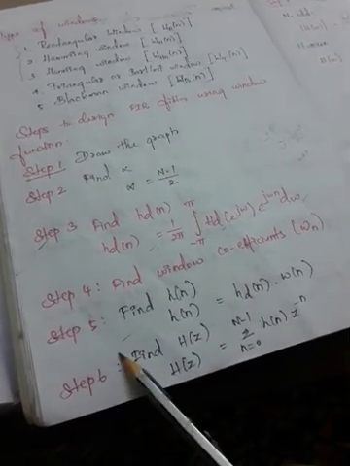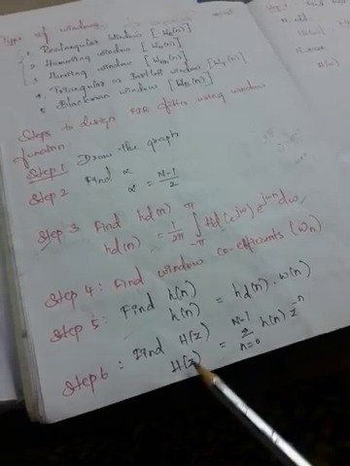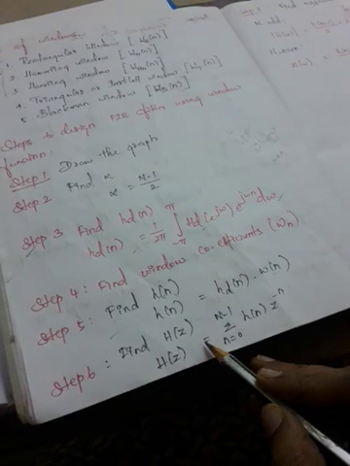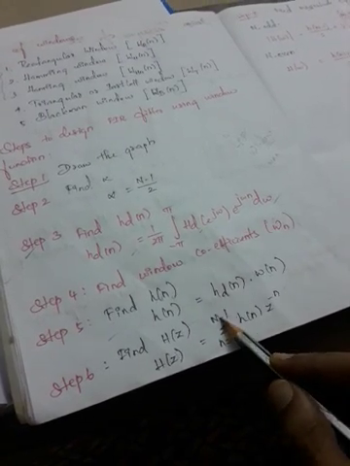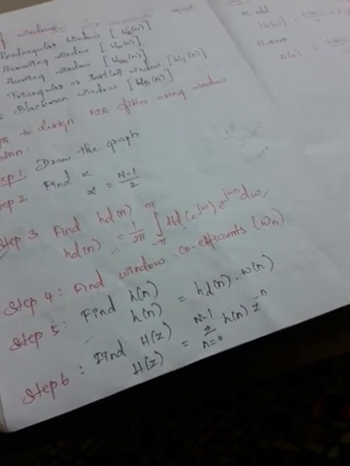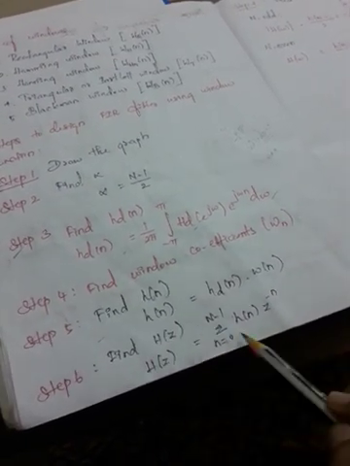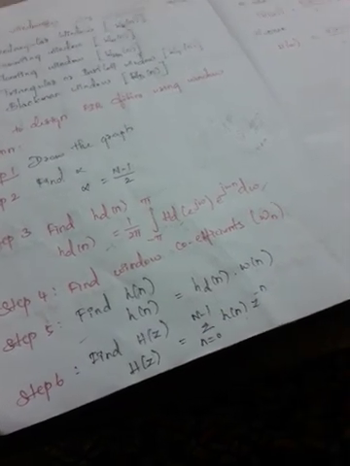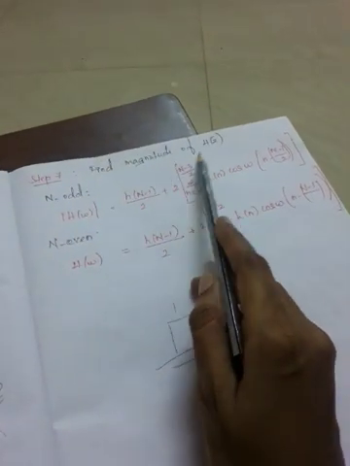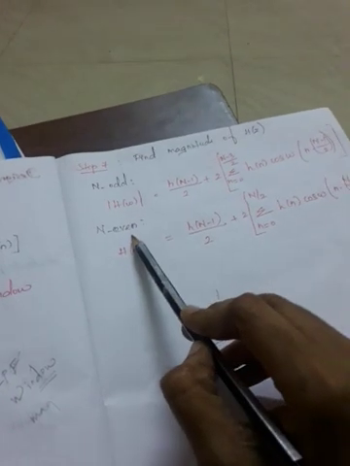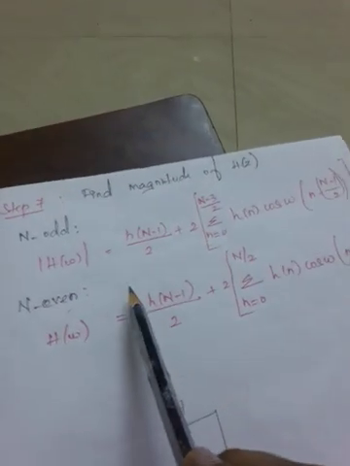Okay, the next step is to find H of z. You already know the formula for H of z: H of z equals the sum for n from 0 to N minus 1 of h of n z power minus n. You have to substitute h of n here, for n equal to 0 to N minus 1, to find H of z. Then the last step is to find the magnitude of H of z depending upon the odd or even type. That is also a formula.